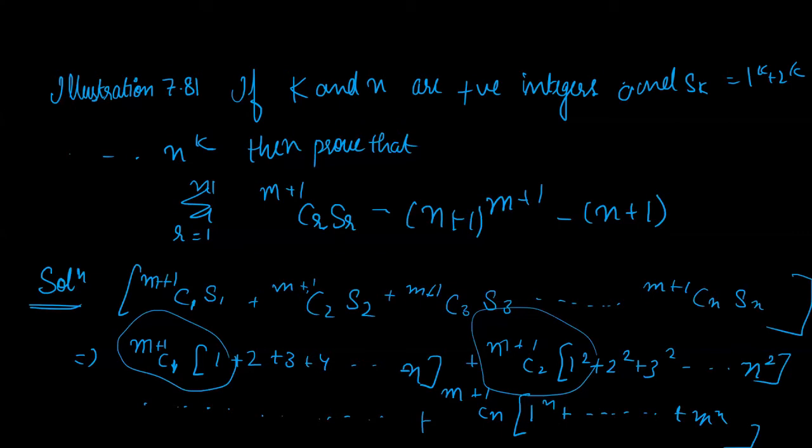Okay, now I'll move on from here. I said how I'll be combining. I'll take M plus 1 C1 into 1 square, 1 to the power n, then I'll take M plus 1 C2, 2 square. So I'll separate this way. So how will it become? It will become M plus 1 C1 into 1 plus M plus 1 C2 into 1 square plus M plus 1 C3 into 1 cube and so on, right?